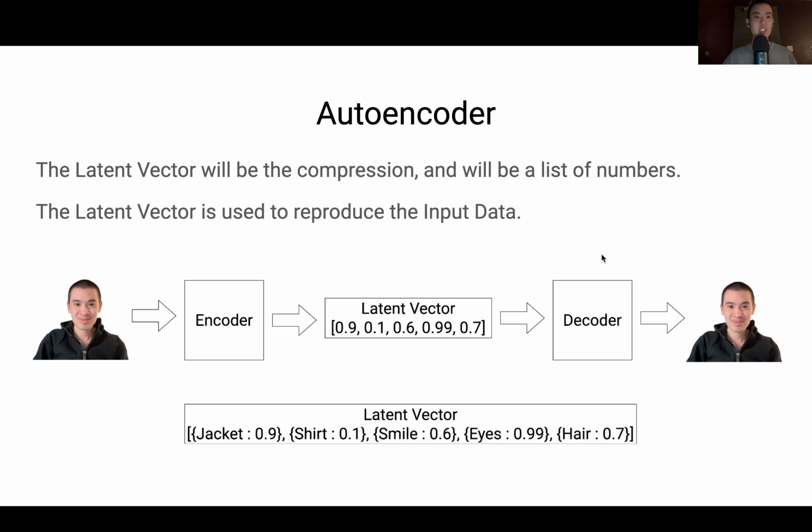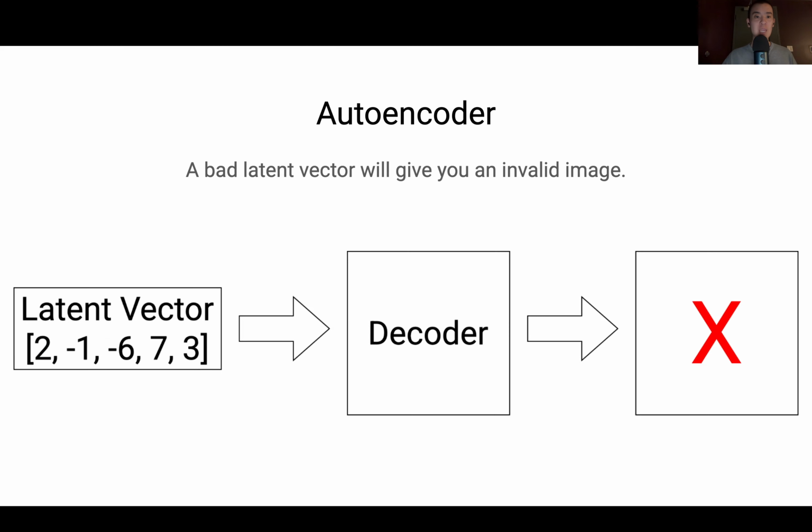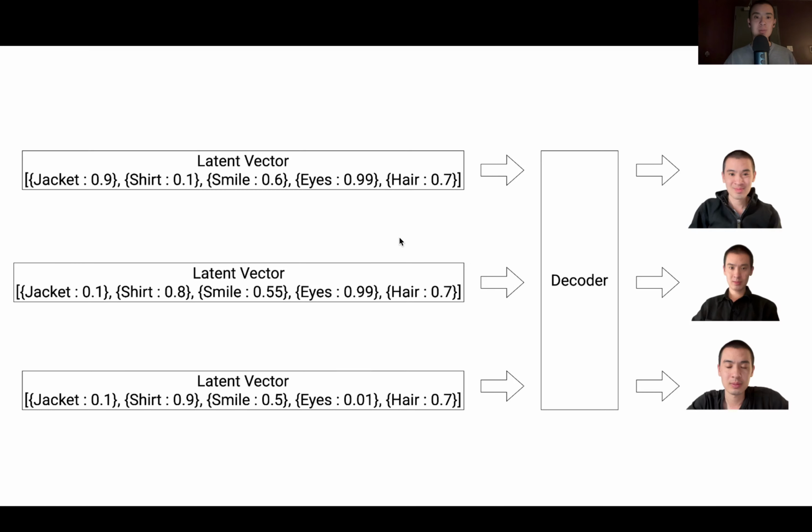So yes, the latent vector will be the compression and will be a list of numbers. The latent vector is used to reproduce the input data. And a bad latent vector of like bad numbers or invalid numbers will give you an invalid image. And if you pass in different latent vector values, the decoder should reconstruct different images, right? So a high jacket value, I'm wearing a jacket. A low jacket value, I'm not wearing a jacket, I'm wearing a shirt.